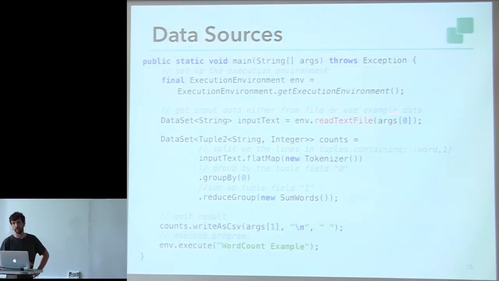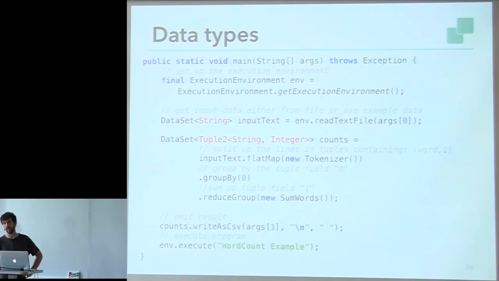So in this case, a text file, and we get a data set, which is of type string. In Flink, you always specify the types. In Scala, they're actually inferred, but they're always there. And that's really nice because we can execute optimized strategies for dealing with these data types, and also it keeps your program type safe. So once you're in this pre-flight phase, which I showed earlier, you will always notice when types don't match and your program is actually not able to execute.